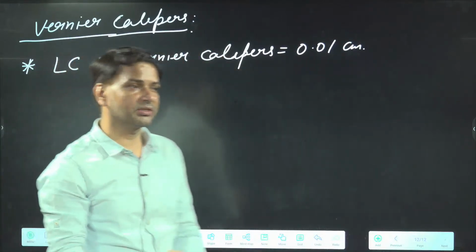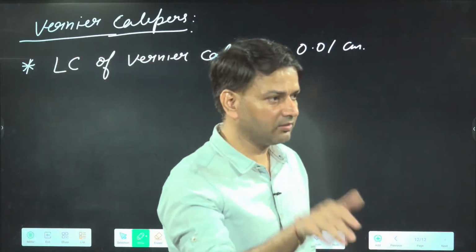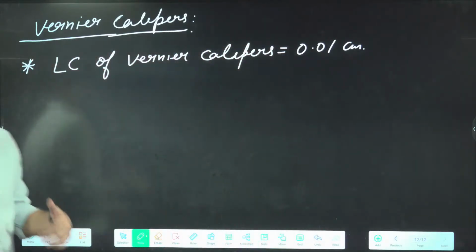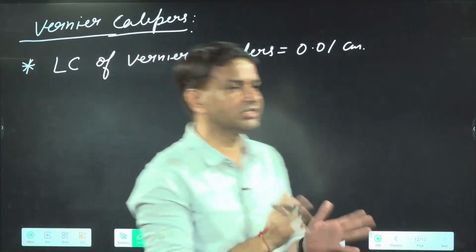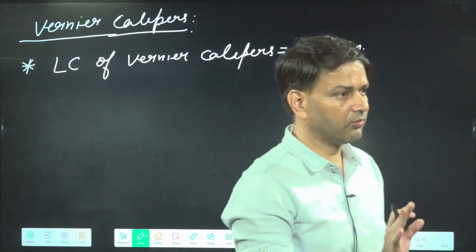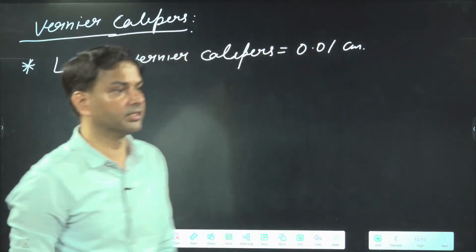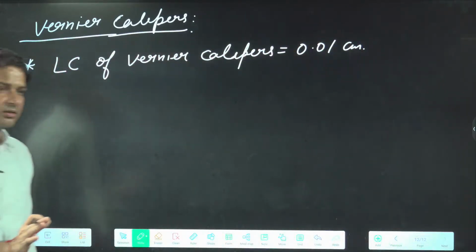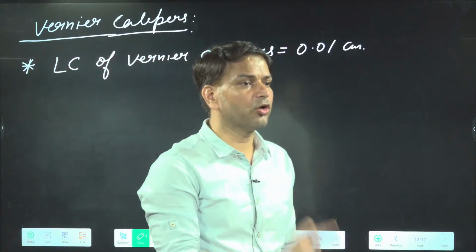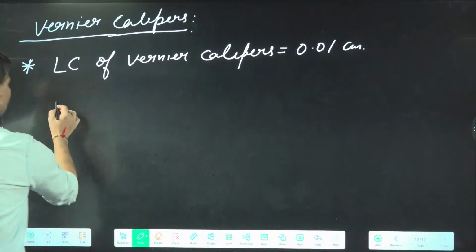So Vernier calipers have two scales, main scale and Vernier scale. Now, first we have to know the least count, that is, the minimum distance the Vernier calipers can measure. For that, we have to learn the least count formula. The least count of the main scale is 1 millimeter.